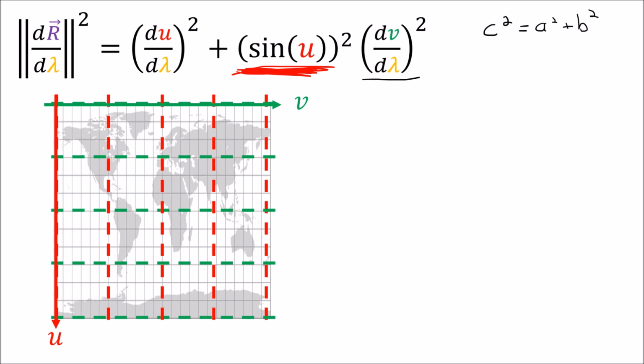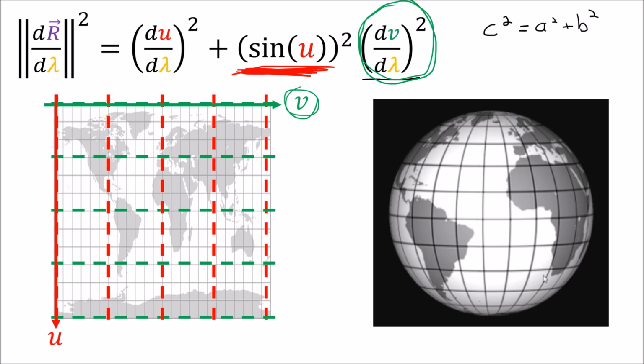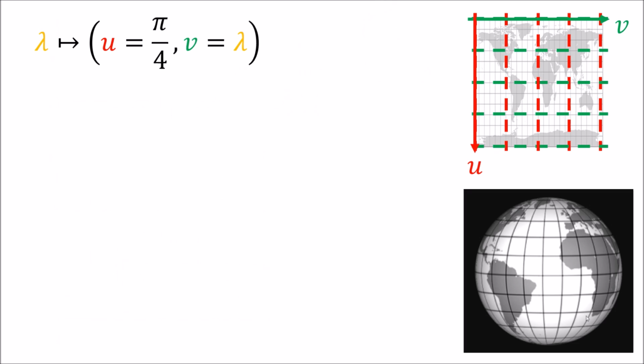Well, this part is telling us that the way we measure distance in the v coordinate direction changes depending on where we are on the sphere. So I'll show you what I mean by that. Let's take the path with the parameterization u is equal to pi over 4 and v is equal to lambda. So in the UV plane, with this map of the world, that would correspond to this path here. And on the spherical Earth, this would be traveling along this line of latitude.